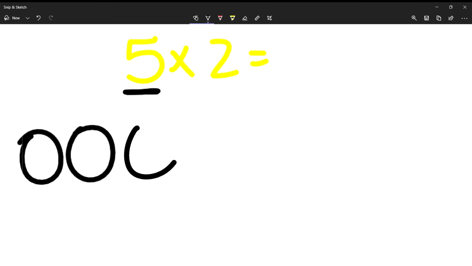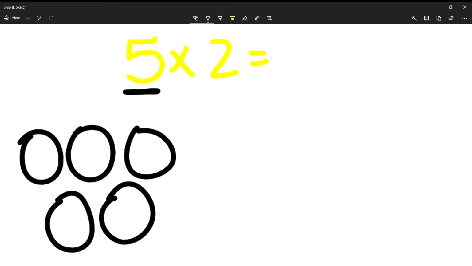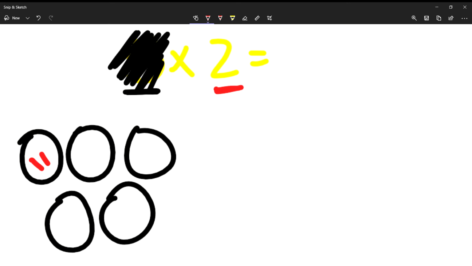Let's go ahead and try another one. Let's do 5 times 2. Alright, once again, we're going to take that first number and we're going to draw whatever number that is, that's how many circles we're going to draw. So I'm going to go ahead and draw 5 circles, and now we don't need that 5 anymore. And now we're going to look at that second number, and we're going to draw 2 tallies in each circle.